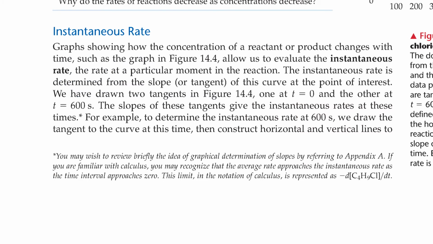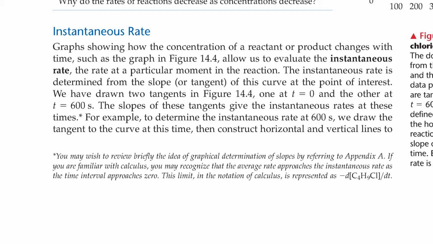Instantaneous rate. Graphs showing how the concentration of a reactant or a product changes with time, such as the graph in Figure 14.4, allow us to evaluate the instantaneous rate, the rate at a particular moment in the reaction. The instantaneous rate is derived from the slope of the tangent to the curve at the point of interest. We have drawn two tangents in Figure 14.4, one at t equals 0 and the other at t equals 600 seconds. The slopes of these tangents give the instantaneous rates at these times.